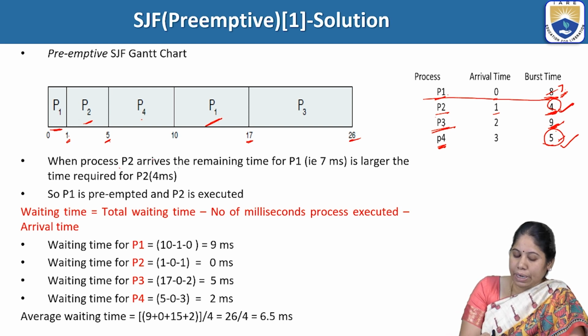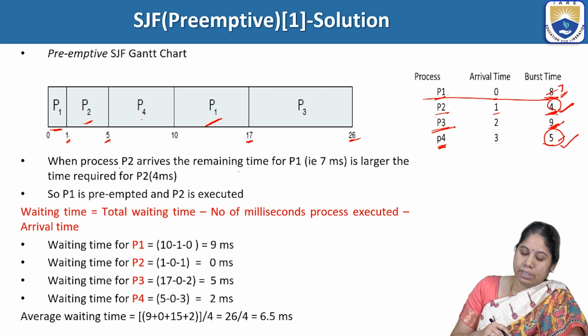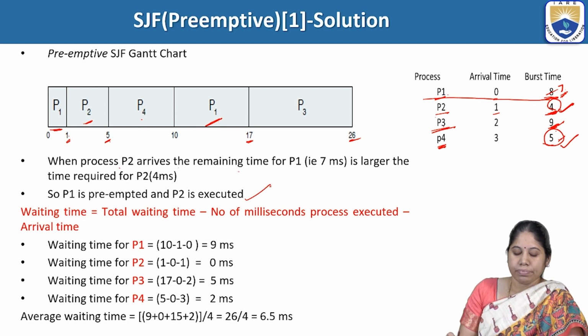When process P2 arrives, the remaining time for P1 is 7. P2 wants 4. Among these 4 and 7, who is smaller? P2's burst time is smaller, so P2 will get the chance. Right? So P1 is preempted and P2 is executed.